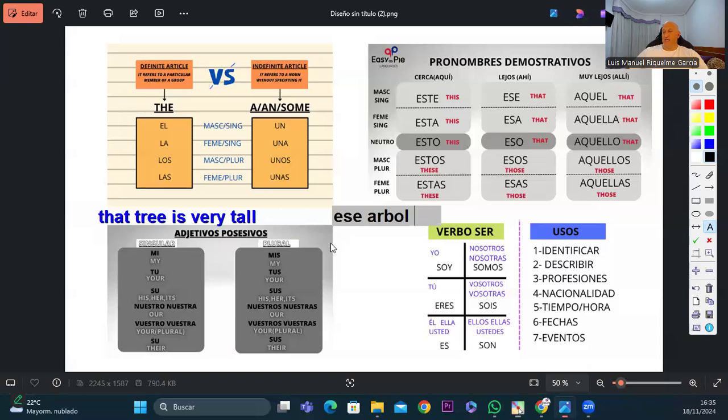It's one tree, so it's an it. This is the box that we use for the verb to be, for an it. Es muy, remember how to say tall? Alto. That tree is very tall. Ese árbol es muy alto. If that tree happens to be very far away, you could have said aquel. That would be that, but this time instead of in the middle, very far away. Vale, let's keep going.